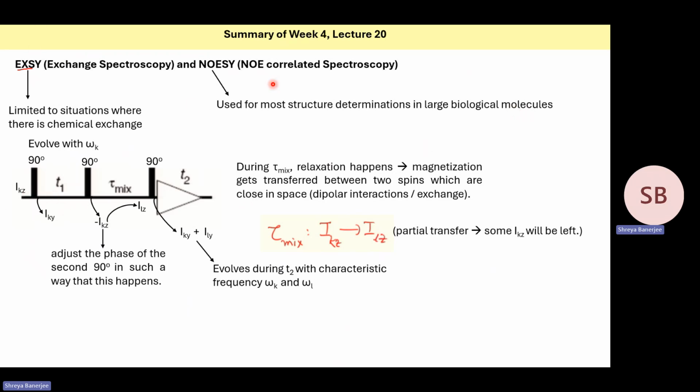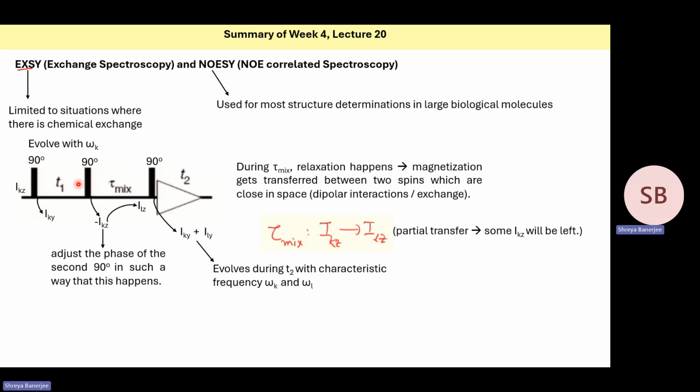So what happens? The pulse sequence of these two are the same. You have an initial 90-degree pulse. So if you have IKZ, that is Z magnetization of spin K, after the initial 90-degree pulse, it will become transverse magnetization. So it will become IKY. Now, after a time t1, we will apply the second 90-degree pulse and the magnetization becomes minus IKZ. So we have to adjust it in such a way. There is a mathematical way to adjust it. We don't have to worry about that.